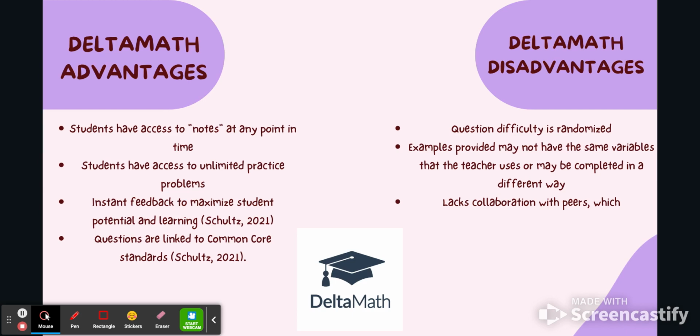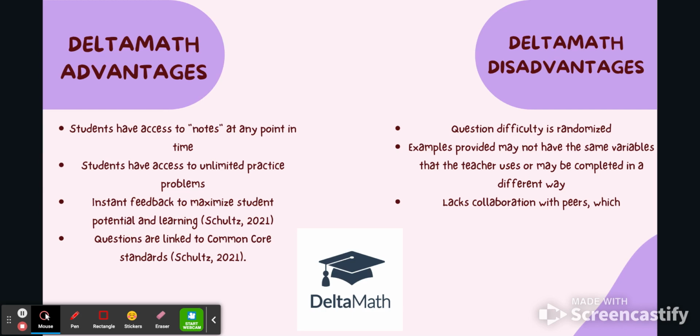The disadvantages: question difficulty is not randomized. So you could get one really hard question, one easy question, one medium question. It's just scattered throughout, where sometimes on a website like IXL, you'd get the easier question first and then slowly work your way up to the harder question. Delta Math, it's just everywhere.